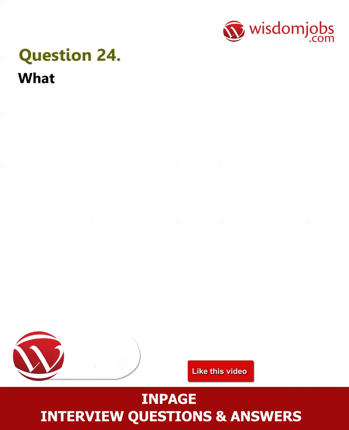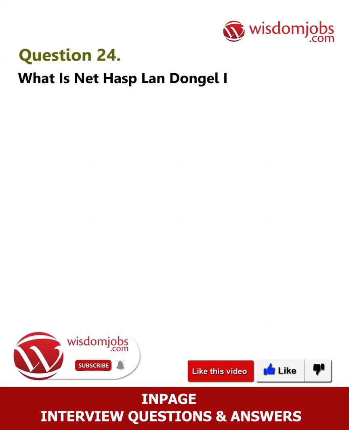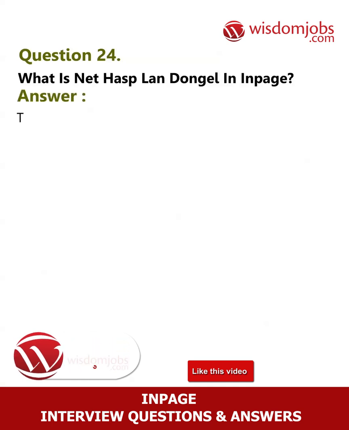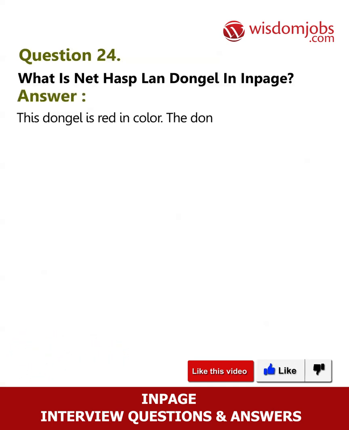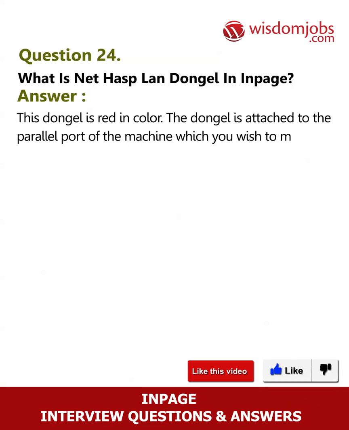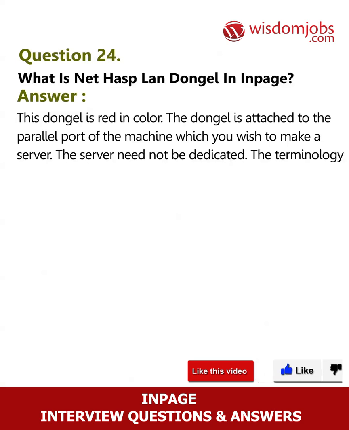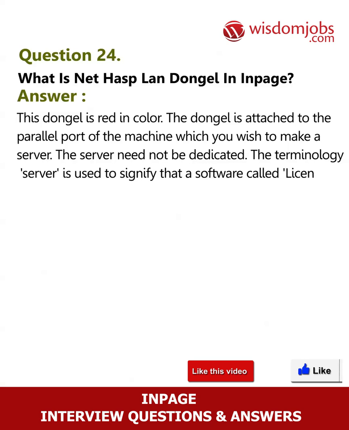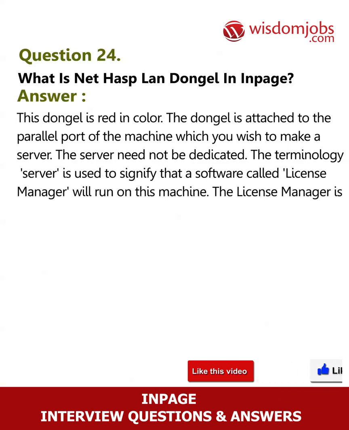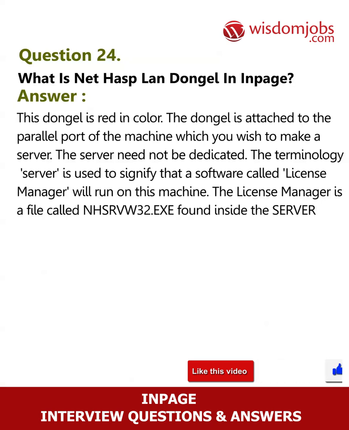Question 24. What is Net Hasp LAN dongle in InPage? Answer. This dongle is red in color. The dongle is attached to the parallel port of the machine which you wish to make a server. The server need not be dedicated. The terminology server is used to signify that a software called license manager will run on this machine. The license manager is a file called nhsrvw32x found inside the server subdirectory inside Hasp.